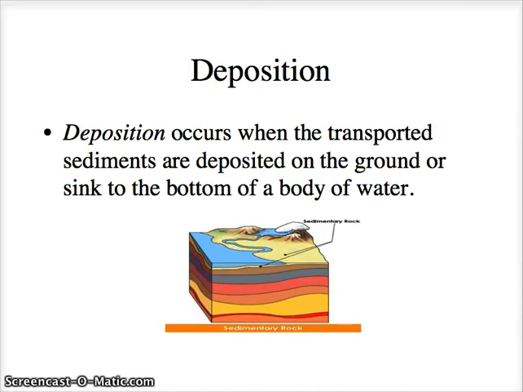In this frame, you see the process of deposition. And so if you have an ocean, those little particles that will flow from a river down into the ocean will wind up on the bottom of the ocean's surface, and that's when they will begin that process of lithification and cementation.